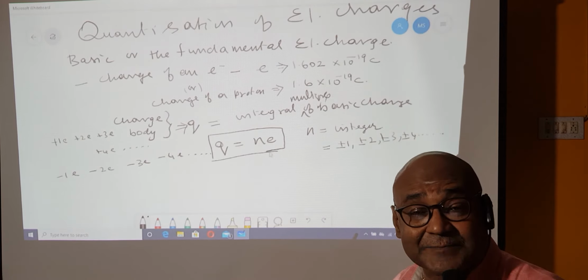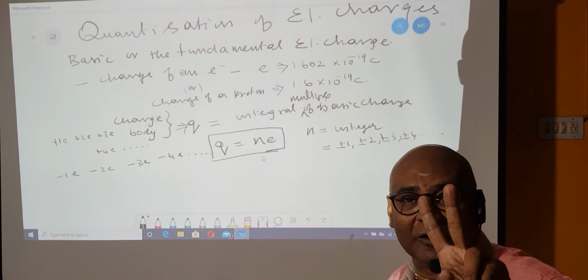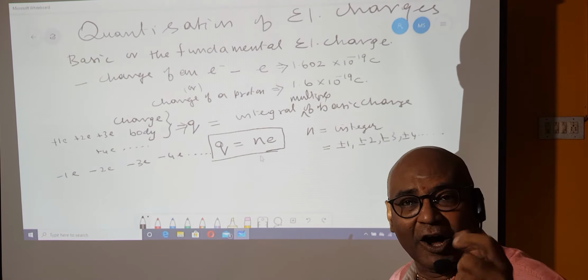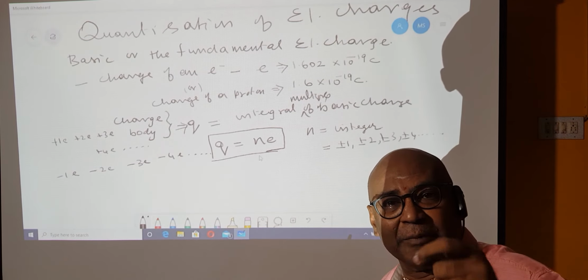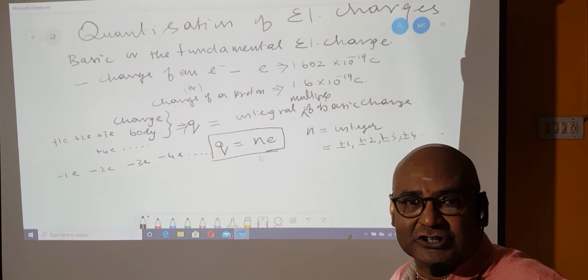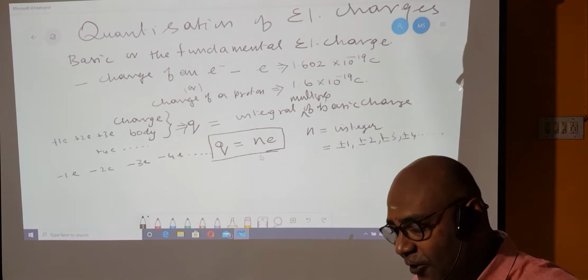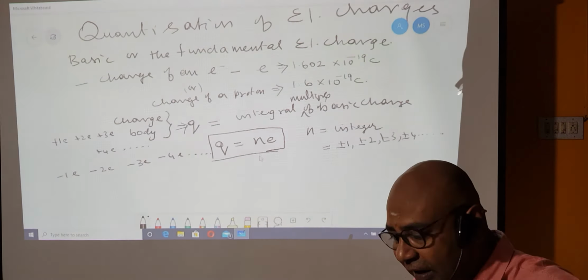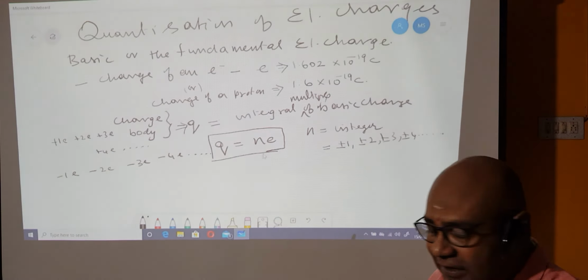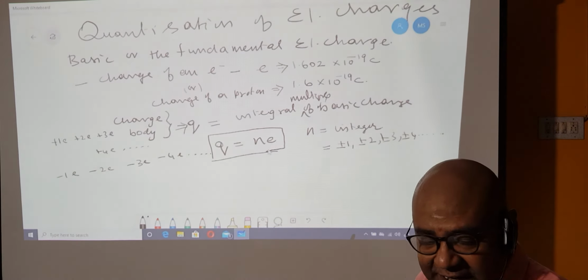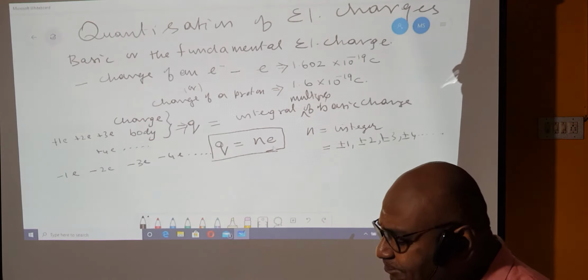You can expect a 2-mark problem from this: how many basic charges or how many electrons are available in a charged body? You can get a problem like that. Let us see the problem later on. Okay, what is next? This part we are calling quantization of electrical charges.